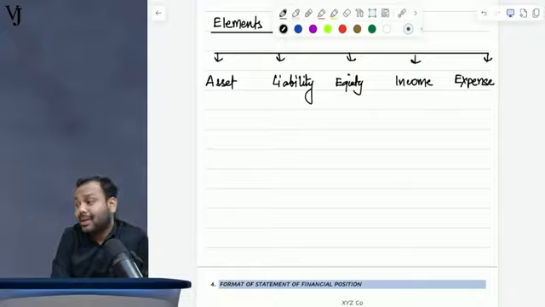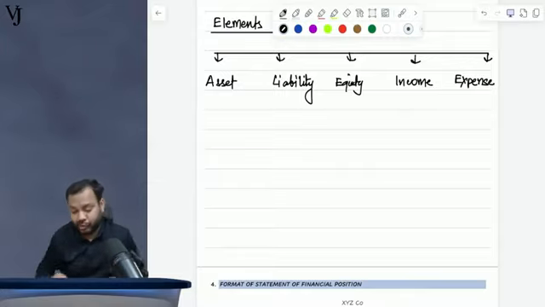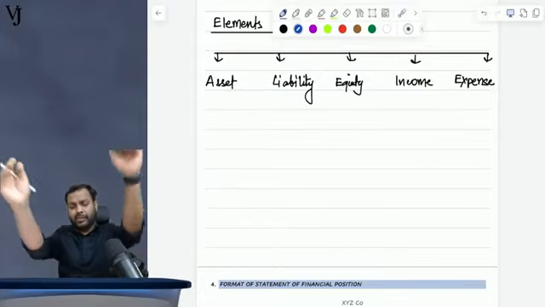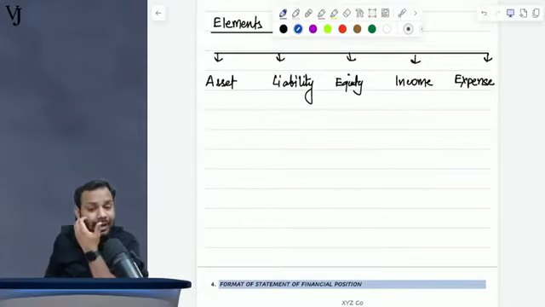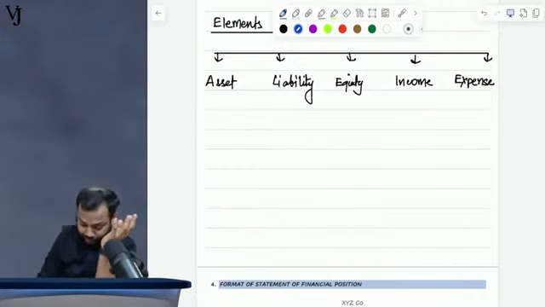Now, let us understand the meaning of asset, liability, equity, income, and expense. Okay, so understand one by one. What is the meaning of asset? So asset, the standard says, is a resource.